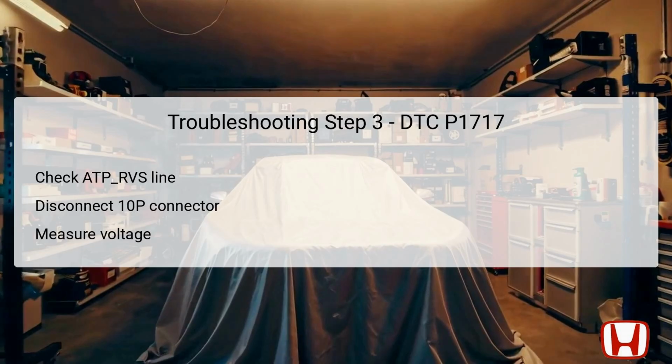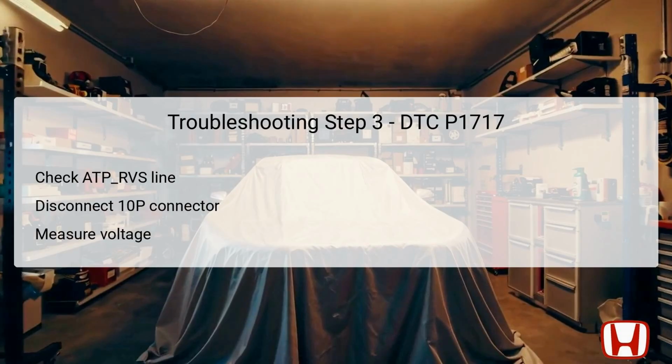The third troubleshooting step focuses on checking the ATP RVS line, which is essential for connectivity. Initially, the technician should turn the ignition switch to the lock position or select the off mode using the engine start-stop button. After this, the transmission range switch 10P connector must be disconnected to prepare for testing. Once disconnected, the ignition should be turned on again to simulate operational conditions and allow proper measurement.